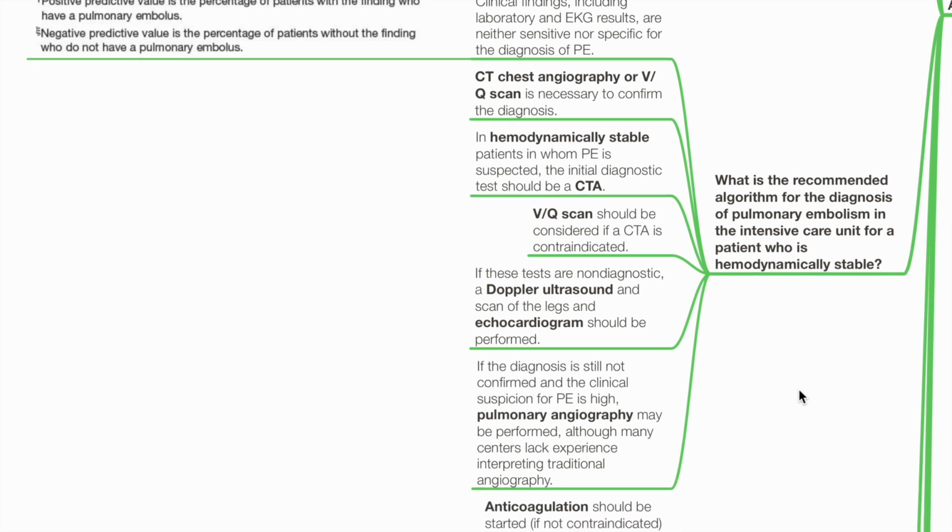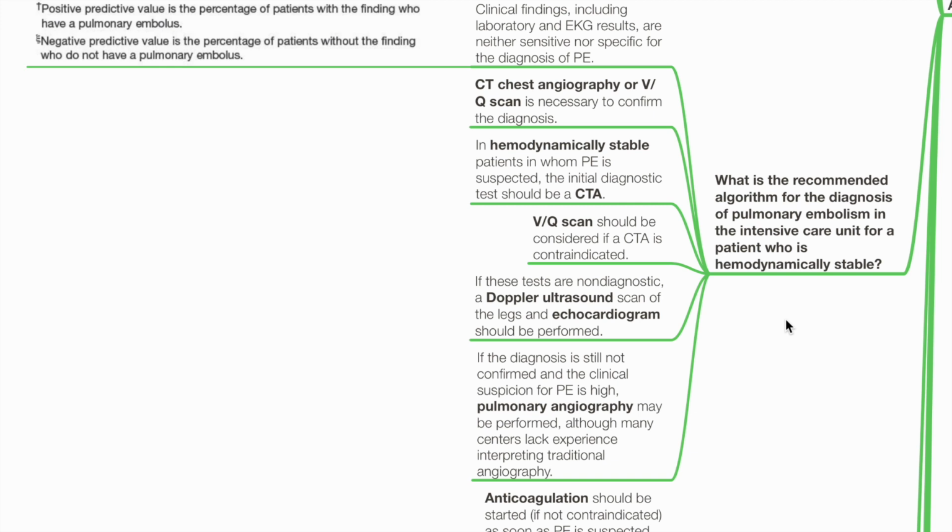In hemodynamically stable patients in whom PE is suspected, initial diagnostic tests should be CTPA. VQ scan should be considered if CTPA is contraindicated. If these tests are non-diagnostic, a Doppler ultrasound scan of the legs and echocardiogram should be performed. If the diagnosis is still not confirmed and clinical suspicion of PE is high, pulmonary angiography may be performed.